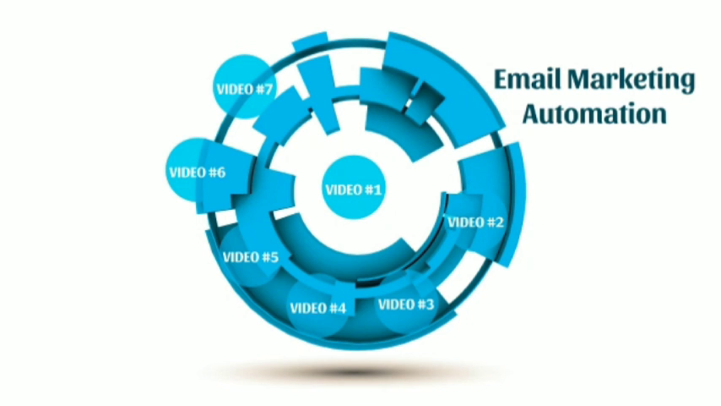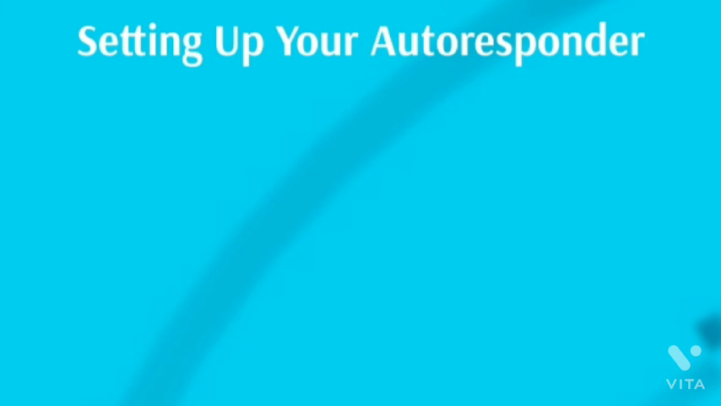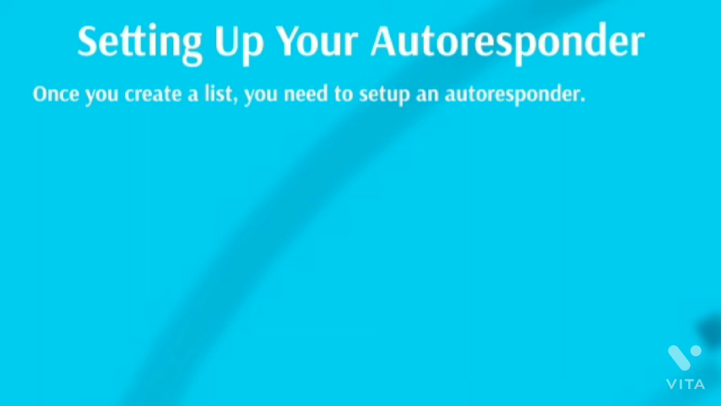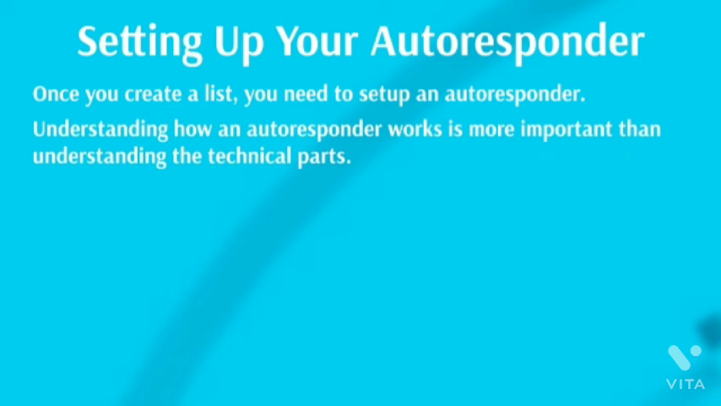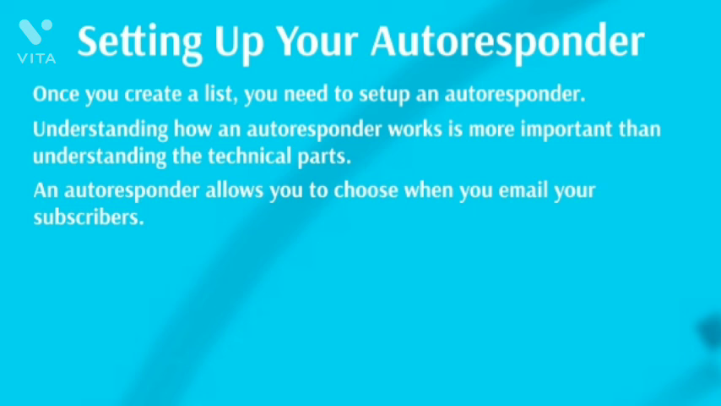Hello and welcome back. This is video number 7, and we're going to dive right in and talk about setting up your autoresponder series. So once you create a list, you need to set up an autoresponder within GetResponse. Now, understanding how an autoresponder works is actually more important than understanding the technical parts. The technical is actually very easy. Understanding how an autoresponder works is crucial, because then it doesn't matter if you're using GetResponse or any other service. This can actually cross different platforms as long as you understand the concepts.